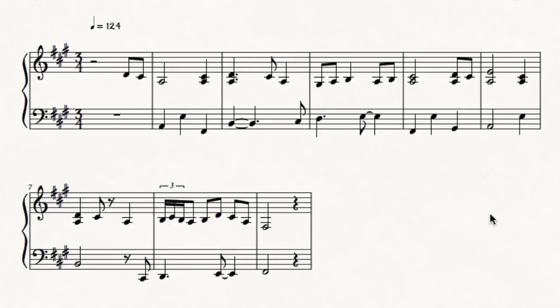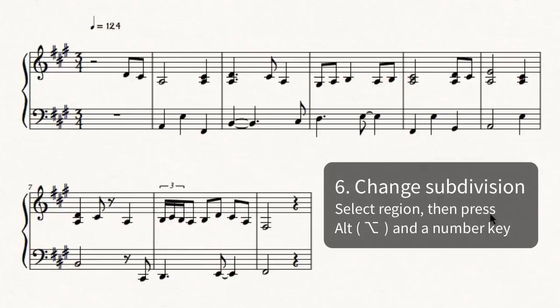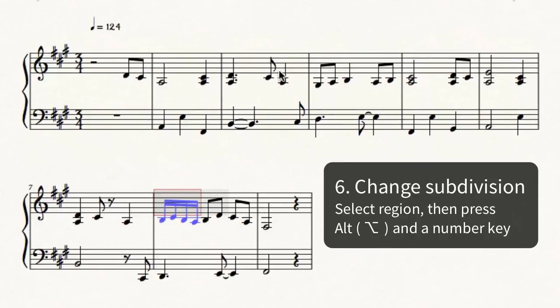A very useful command is to change the subdivision of the rhythm. Select one or several beats, or even a whole part, then press Alt and a number key. The subdivision will then change accordingly. In this example, we press Alt and 4, and the grid in the selection will then change to 16ths, a 4 division of the beat.